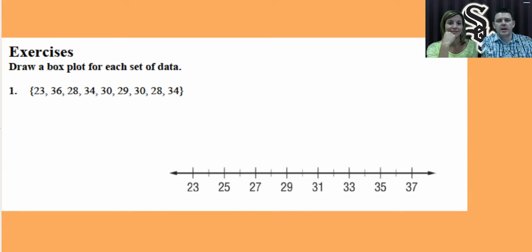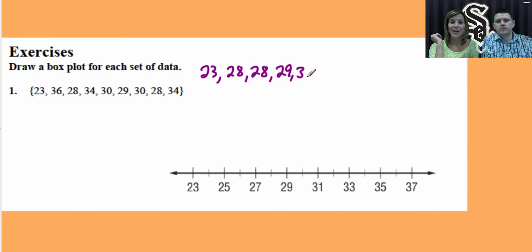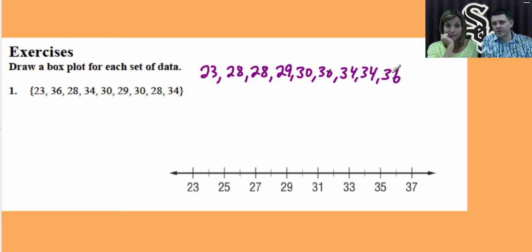So let's try another one here. Putting the data in order, we have 23, 28, 28, 29, 30, 30, 2 34s, and a 36 to end our list. Hopefully we did that right. Really? You checked it ahead of time, so I'm hoping we're good. But it was in study hall, you never know.